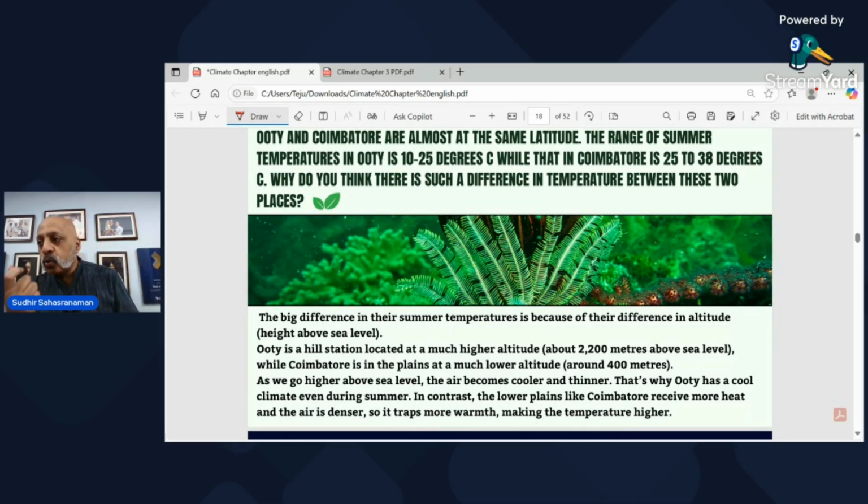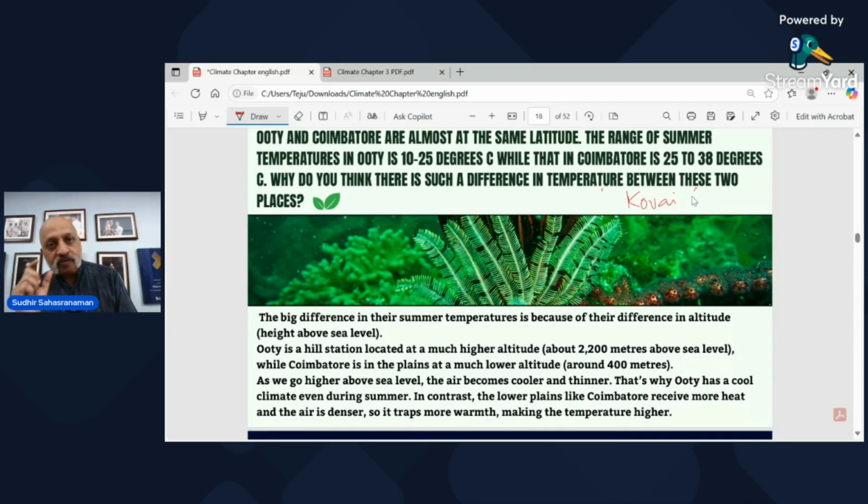It is talking about two cities. One is the city of Coimbatore, which is the second largest city in Tamil Nadu, in the western part of Tamil Nadu, and it's also called Kovai in Tamil. But you can learn Coimbatore. Ooty is a hill station. You land in Coimbatore, and then you travel upwards to go to Ooty hill station.